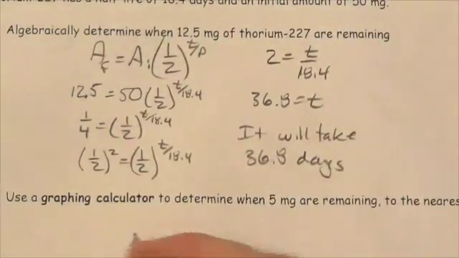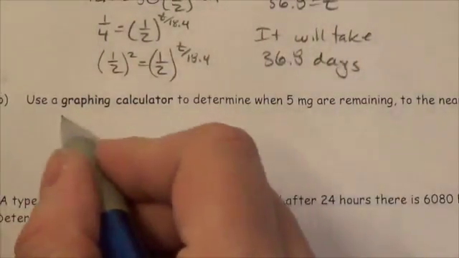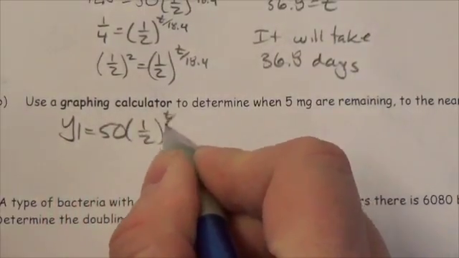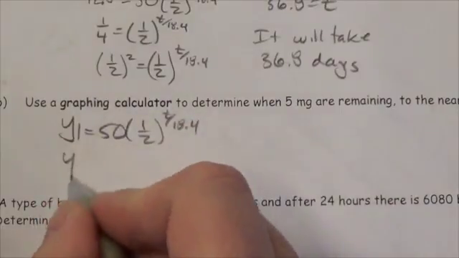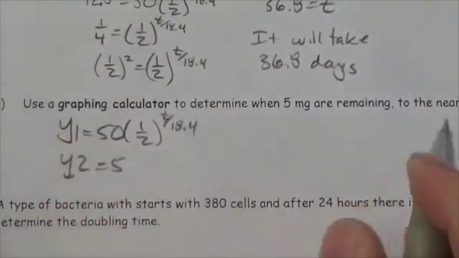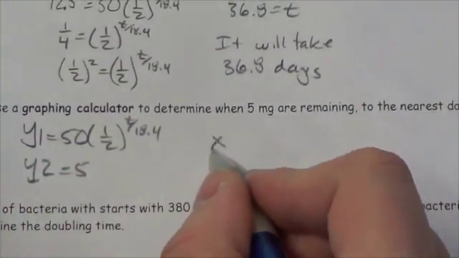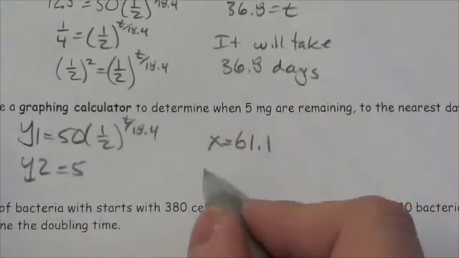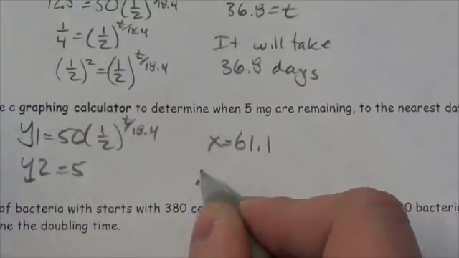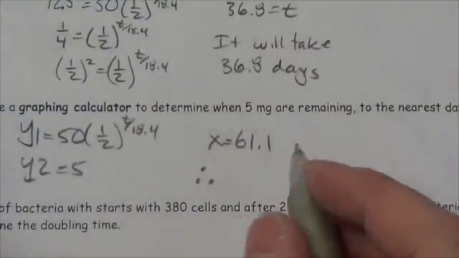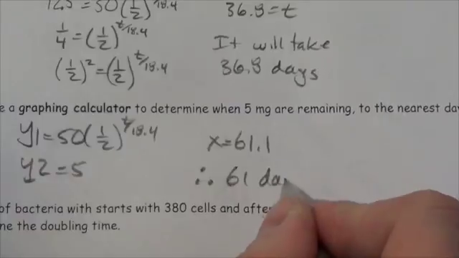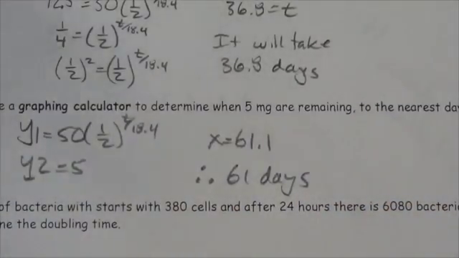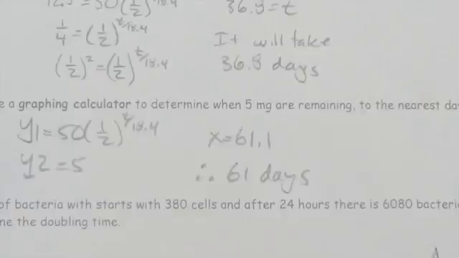61.12. So just to illustrate, we entered 50 times 1/2 to the t over 18.4, y2 was 5, and we found the point of intersection was at 61.1. Now, to the nearest day, and when it asks it like that, we're supposed to round exactly the way it says. So we rounded to the nearest day, so it's 61 days. It took just a little over 61 days, but you round that back to 61 days to get to that point.